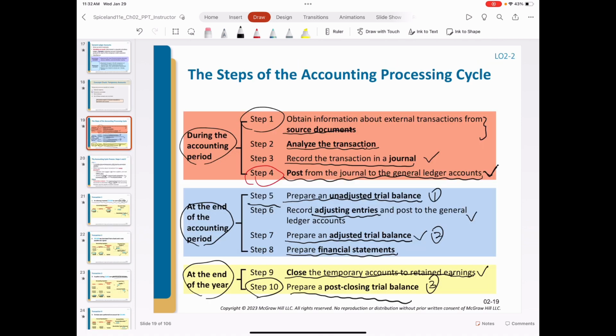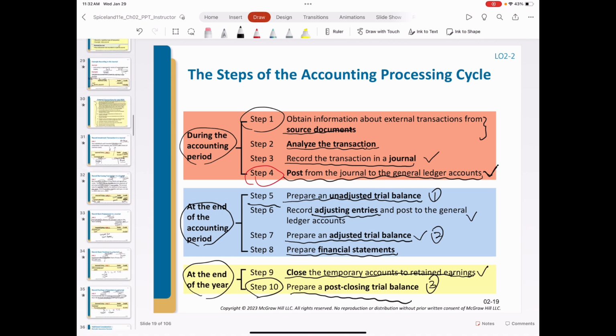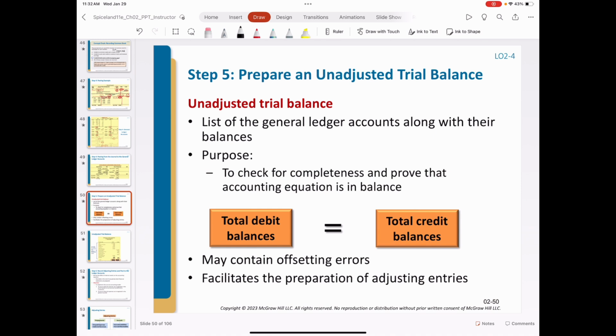Prepare an unadjusted trial balance. This is the first trial balance. This step is also very simple. Before I show you the unadjusted trial balance, let me introduce what a trial balance is. A trial balance is a list of general ledger accounts along with their balances. The trial balance just shows the accounts and their ending balances. This information is borrowed from the general ledger. The purpose of this trial balance is to check for completeness and prove that the accounting equation is in balance.